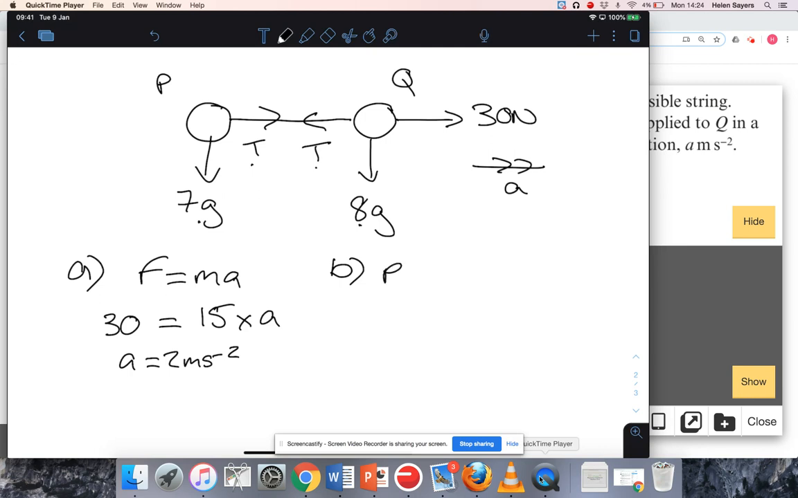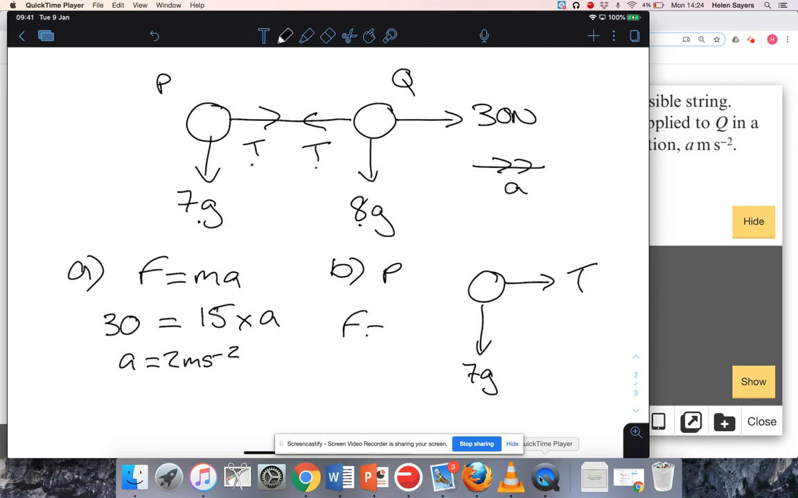I'm just going to look at P, so that's got one less force to worry about, because P has only got the tension that's pulling it along to the right. Okay, and the weight of it isn't going to affect anything because that's working perpendicular to the direction it's moving in, but I'll label it up anyway.